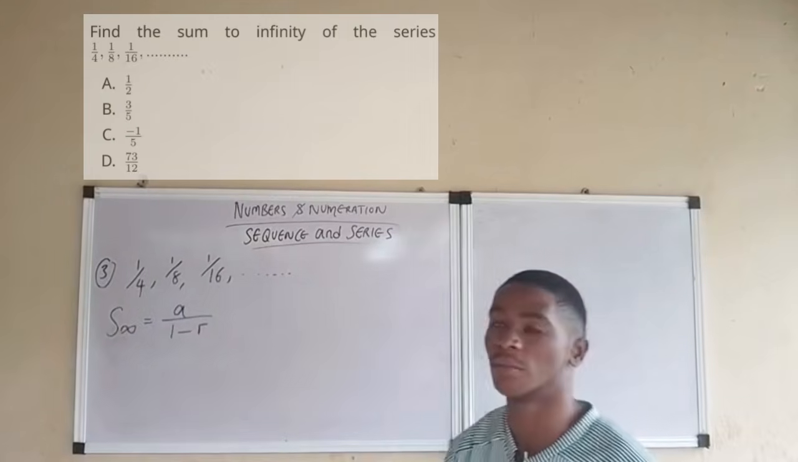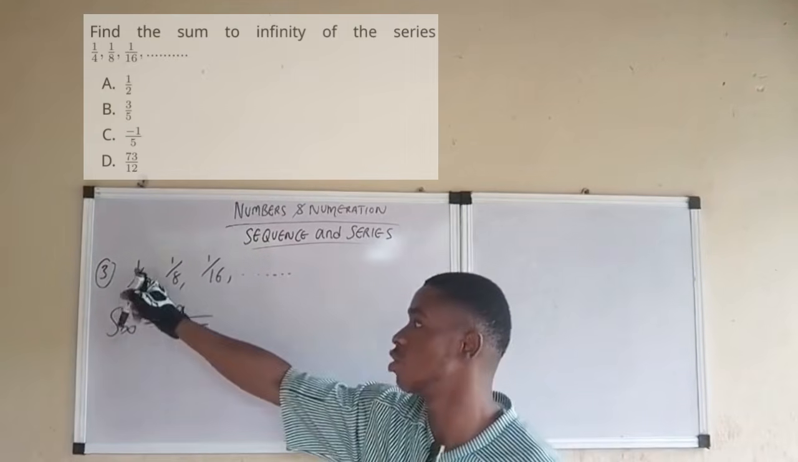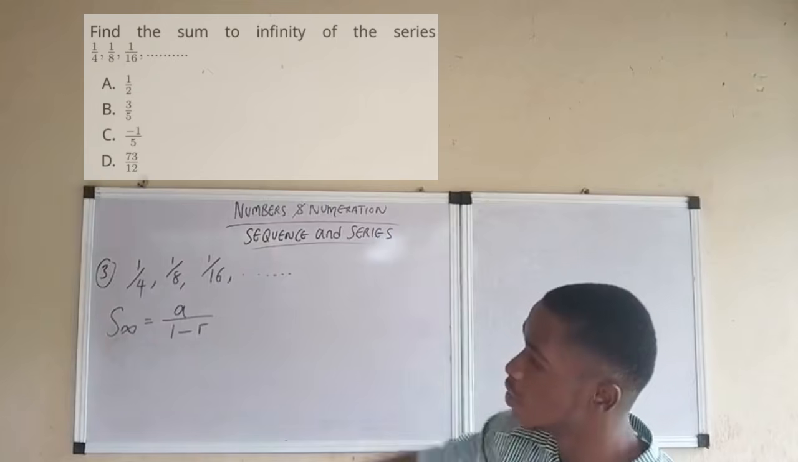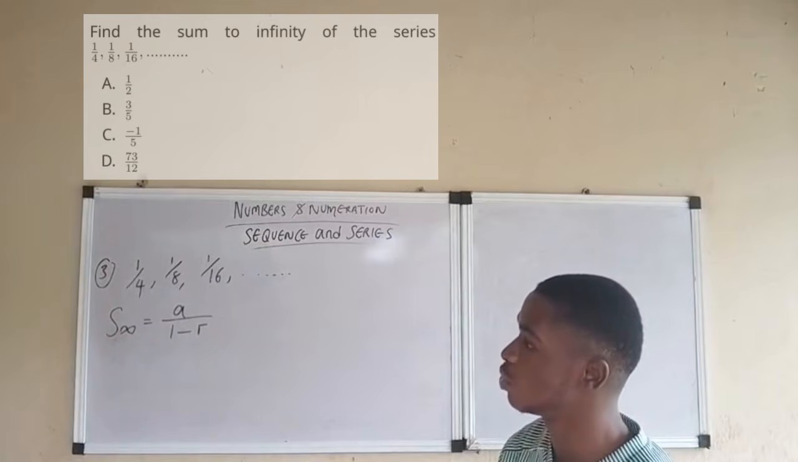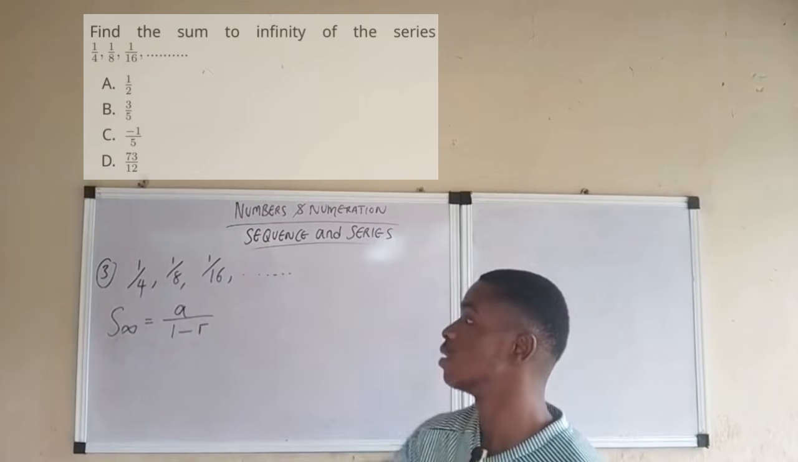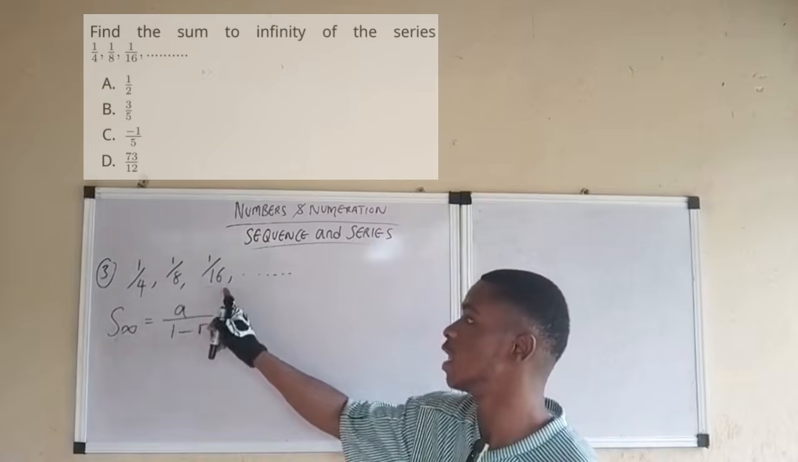A is the first term. So already we are given A from the question, 1 over 4. Now we need to find R. And what is R? R is the common ratio. R, like I told you, is usually this term divided by this term.